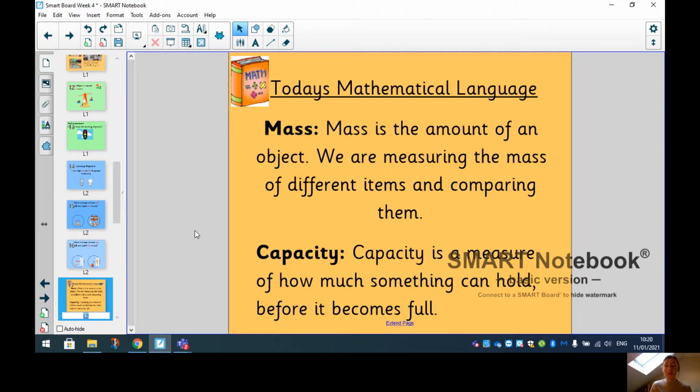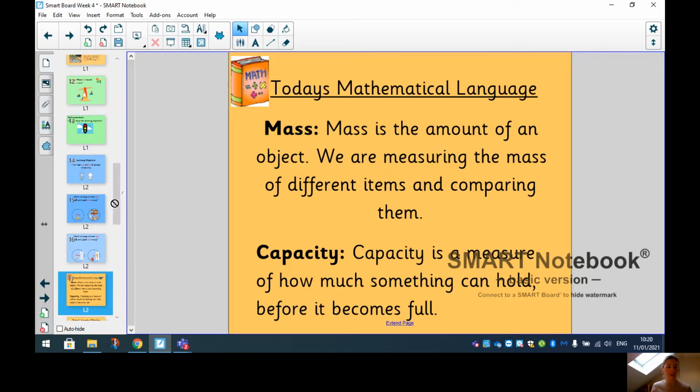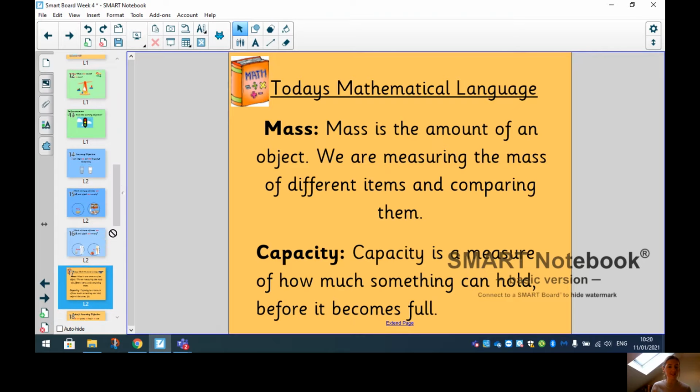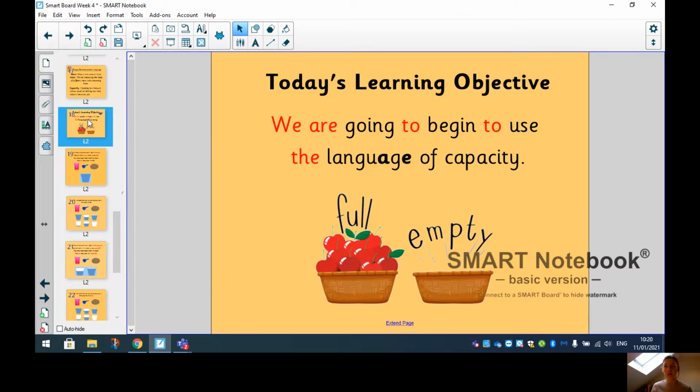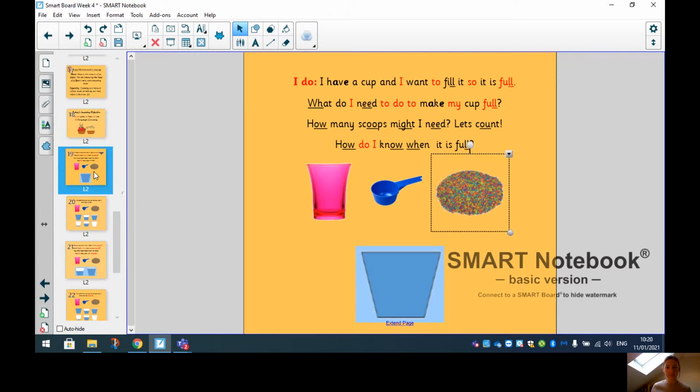The next word that we have already spoken about a little bit today is capacity. Capacity is a measure of how much something can hold before it becomes full. Well done, everyone. Let's have a look at our next slide and see what it is asking us to do. So here is our learning objective again. We are going to begin to use the language of capacity, full and empty.